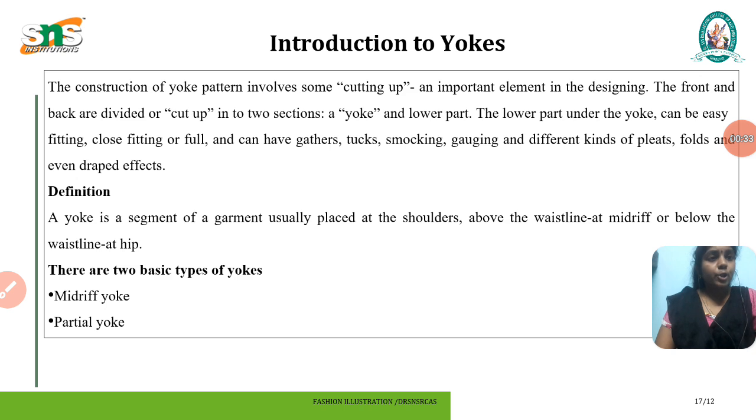So, an introduction to yokes. The construction of a yoke pattern involves some cutting up and important elements in designing. The front and back are divided or cut up into two sections, a yoke and a lower part. The lower part under the yoke can be easy fitting, close fitting or full, and can have gathers, tucks, smocking, gauging and different kinds of pleats, folds and even draped effects.